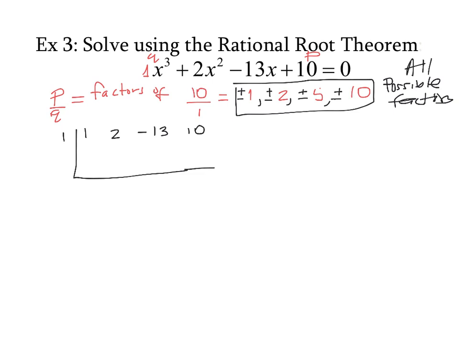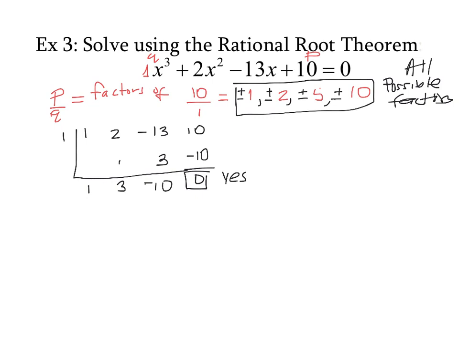So here 1, I get 1. So I have 1. So this is 3. That's 3. So that's 10, negative 10. And then I get negative 10. So I get 0. Okay, so that means it's a factor. So here I can say yes. And all I need to do now is to break the equation.